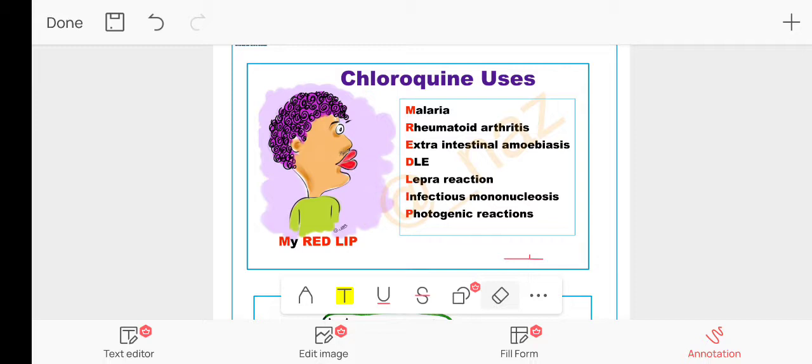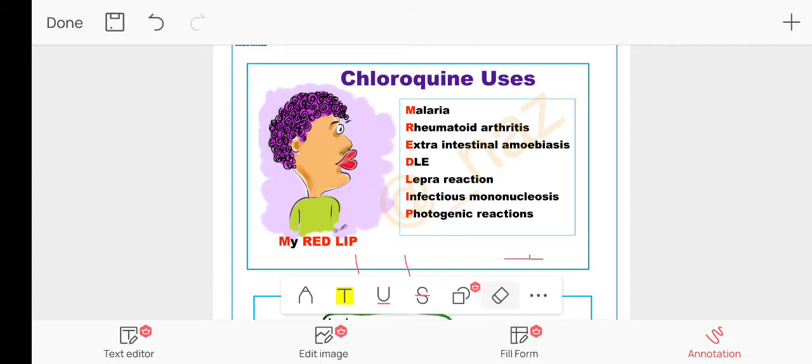The 3 characteristic symptoms of malaria are fever, that is sudden onset of fever, chills, and rigors. These are the 3 characteristic symptoms of malaria, and they are due to the erythrocytic stage.